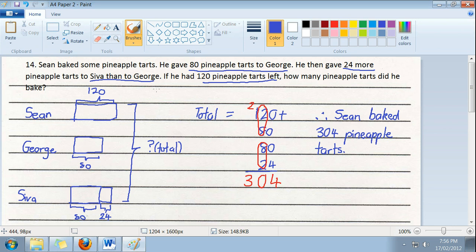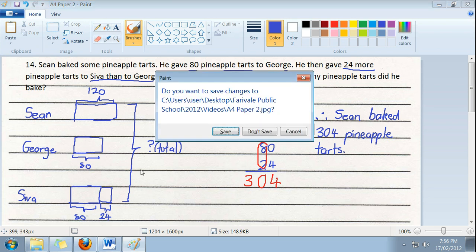Before we do that, I finally found that A4 page and I believe it looks much nicer compared to lesson 13. Alright? Anyway, next problem.